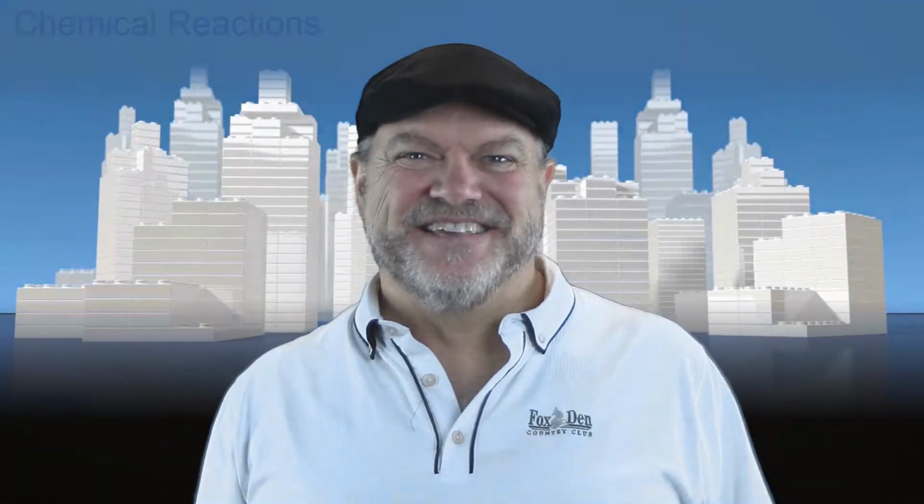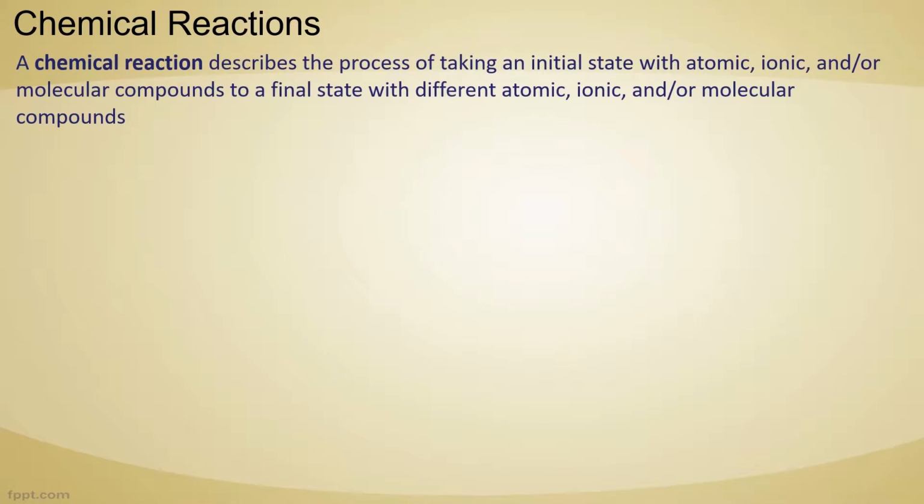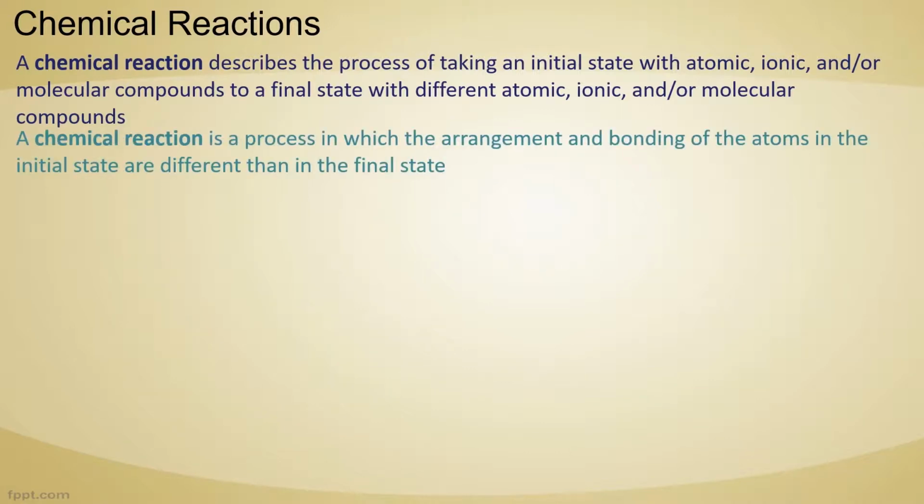This series will focus on introductory concepts in chemical processes and changes of state. We commonly refer to these as chemical reactions. A chemical reaction describes the process of taking an initial state with either atomic, ionic, and molecular compounds to a final state with different atomic, ionic, and molecular compounds. Another way to think about a chemical reaction is that it is a process in which the arrangement and bonding of atoms in the initial state are different than in the final state.